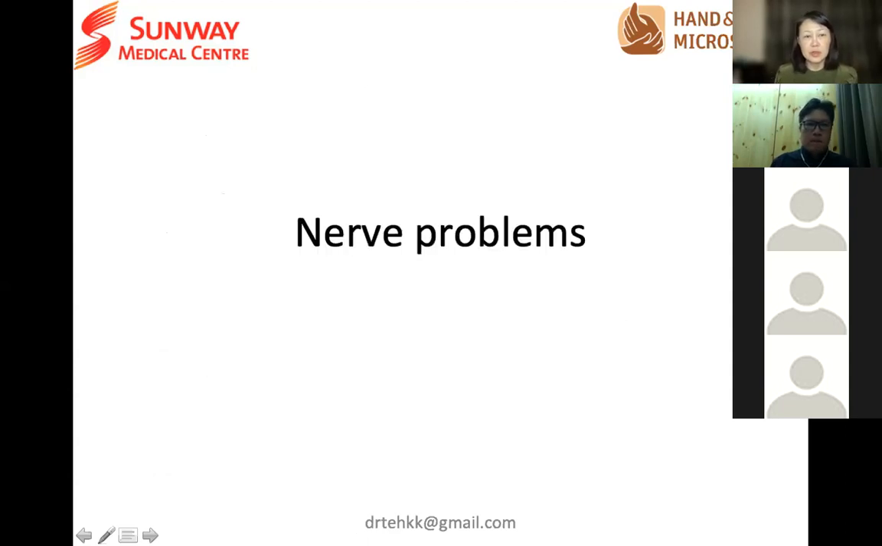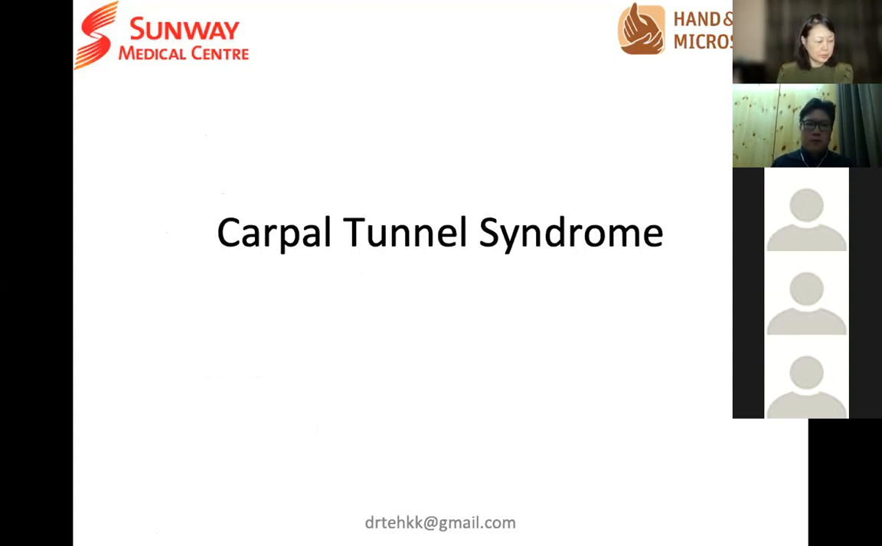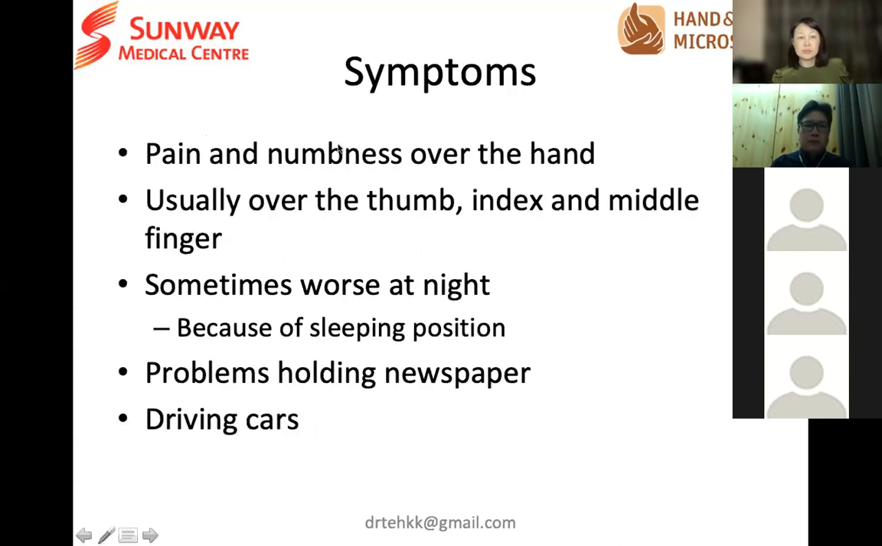All right. So first stop, nerve problems. The most common disease I see in the clinic is carpal tunnel syndrome. I am sure this is the most common cause of hand numbness that you see in your practice as well, if you are a general practitioner. So what are the symptoms? Usually the pain and numbness is over the hand, over the thumb, index, middle, and sometimes patients can tell you half of my ring finger. Not everyone can tell you that.